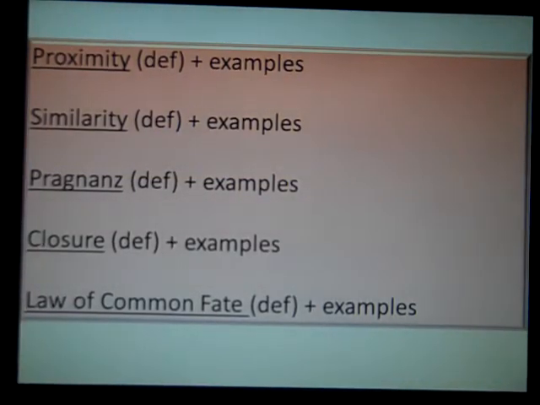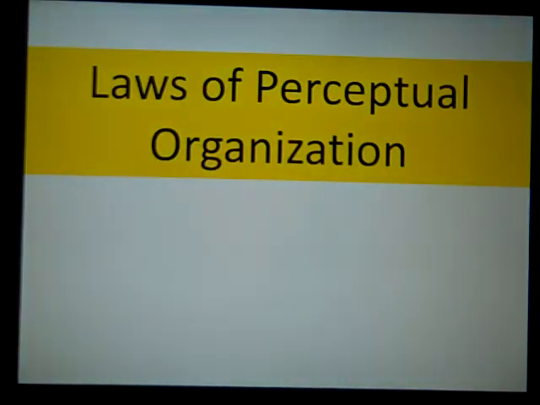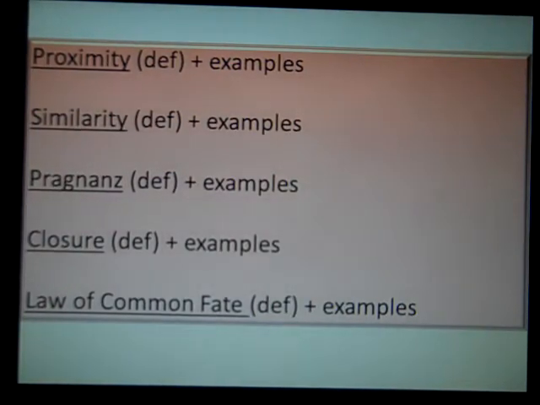Now, these are not in your book. These 5 things represent 5 laws of perceptual organization. And I'm going to kind of skip back and forth with some of these slides, so don't panic when I do that. I'm going to start with proximity.